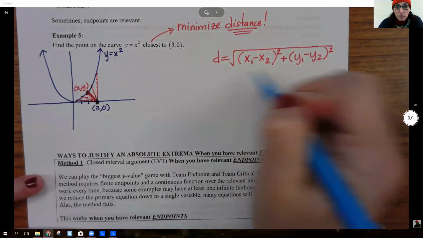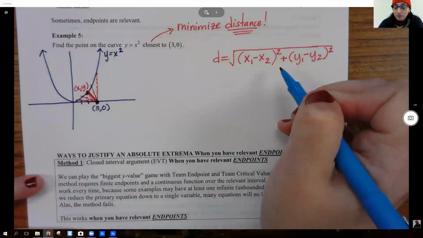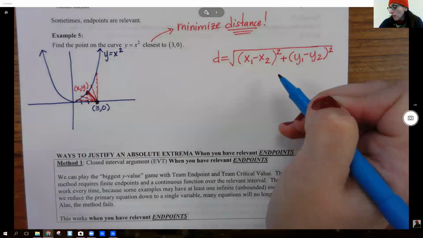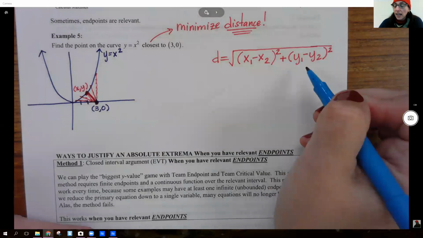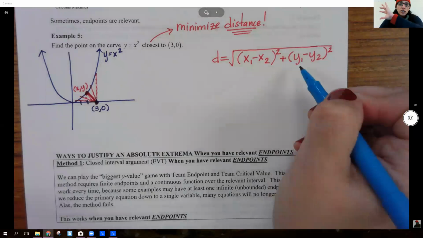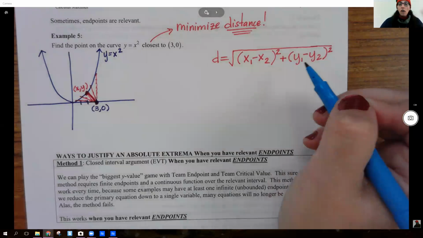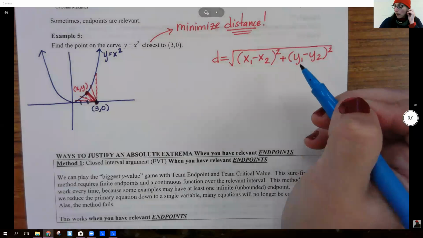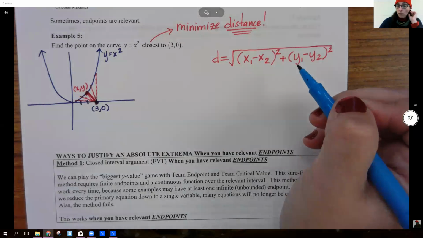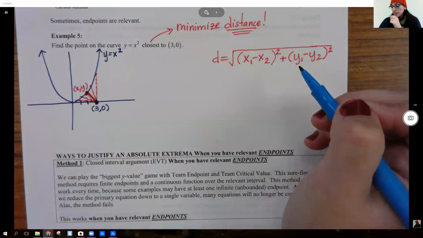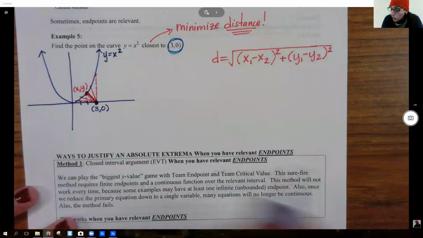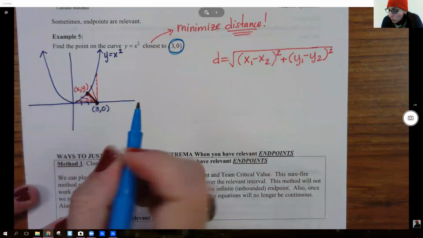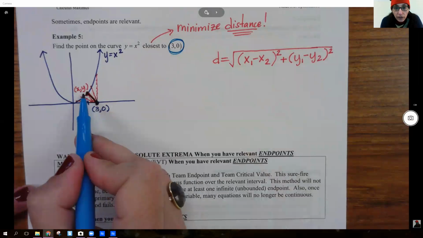Alrighty, so this is what we're trying to maximize. Here's the problem. It's in two different variables, x's and y's. I don't want to take a derivative of this until it's just either all x's or all y's, okay? Now, we do have some given information that will help us out. So we have this point right here. So we're trying to minimize this distance between the point and the point on the curve.